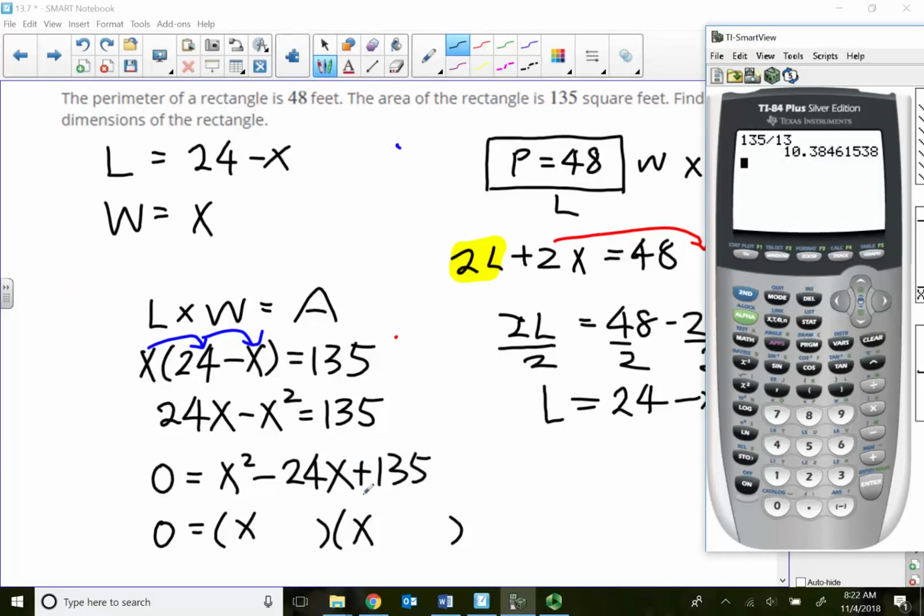I actually need my difference to be quite large. 135 divided by 3. So 45. I need to add up. I'm sorry, I'm thinking about subtract. I need to add up to be 24. Because the last sign is positive, so the inner and outer must be added. That's 20. So if I add these two, that's 32, so that's not gonna work.